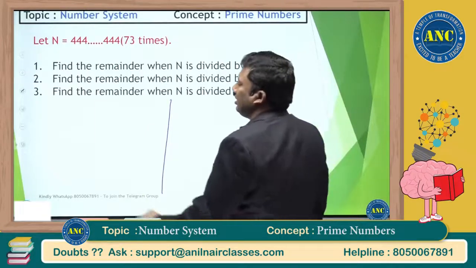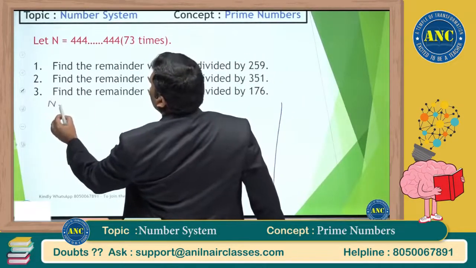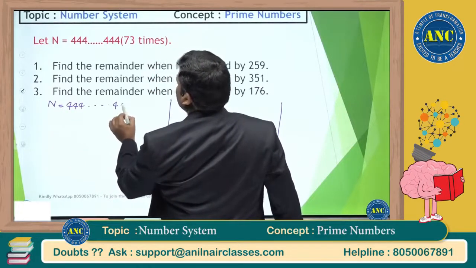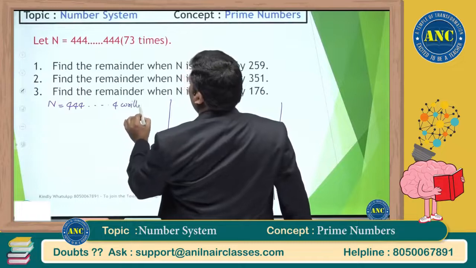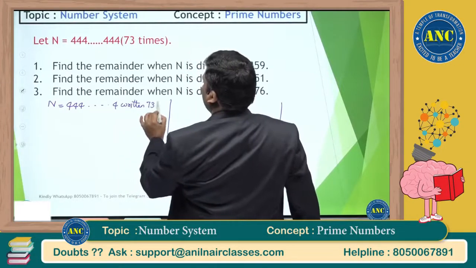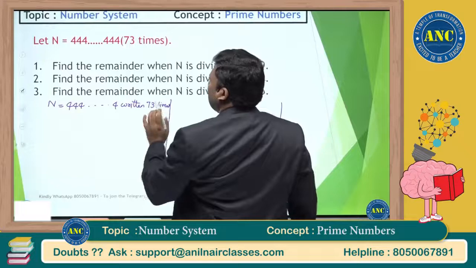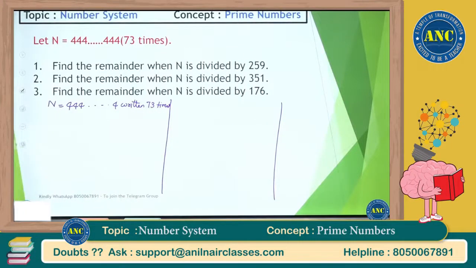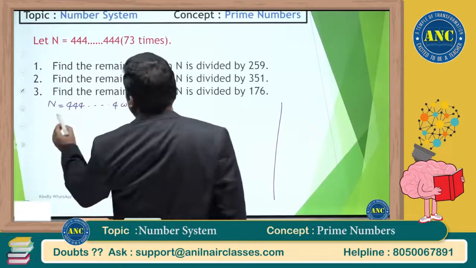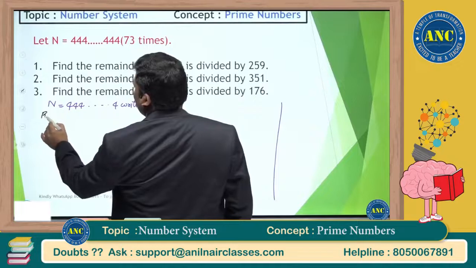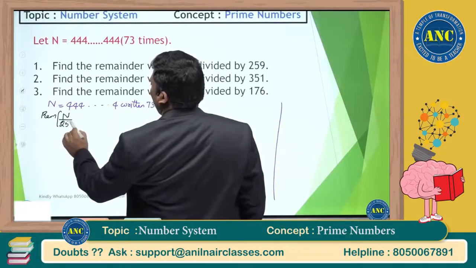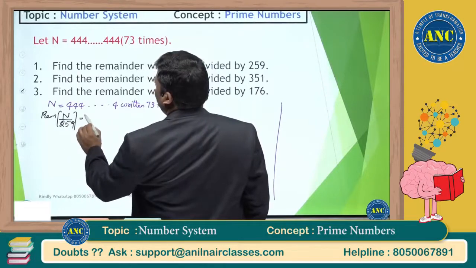N is written as 4, 4, 4, 4, 4. 4 is written 73 times. What is the remainder when N is divided by 259? Question is, when N is divided by 259, what will be the remainder?